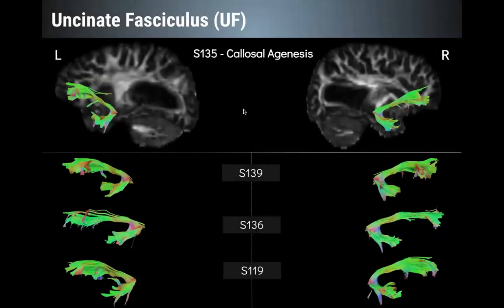And then this is the uncinate. It's the one we talked about also for the angular threshold. It connects the frontal and temporal regions.